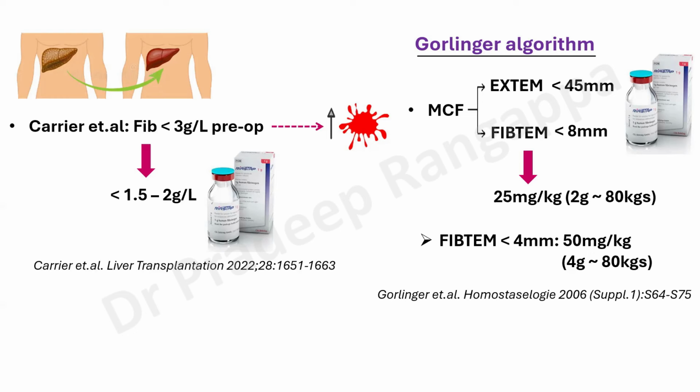The lesser it is, the worse it is. FIBTEM should be more than 8 to 10 millimeter. If FIBTEM is less than 4 millimeter, then the recommended dosage of fibrinogen concentrate is 50 milligram per kg. For all my trainees, I said, if there is a bleeding patient, the dosage you should keep in mind is 70 milligram per kg. But this is based on your ROTEM assay. As a pre-op fibrinogen, if FIBTEM is less than 8, these are the doses suggested from the study done by Gorlinger, which is called the Gorlinger algorithm.